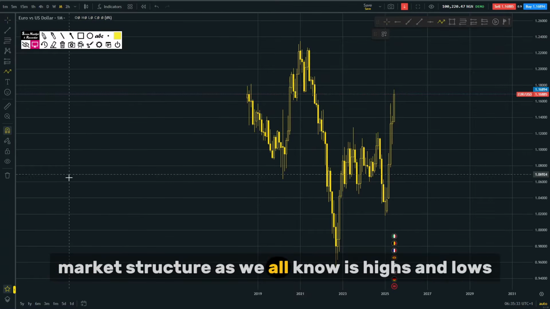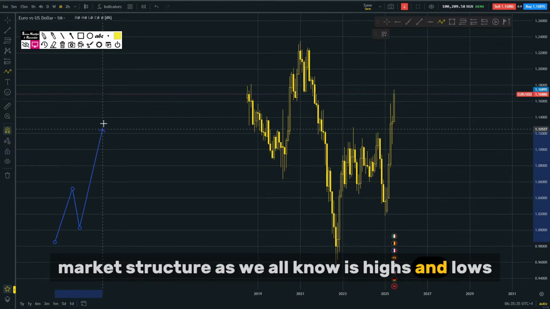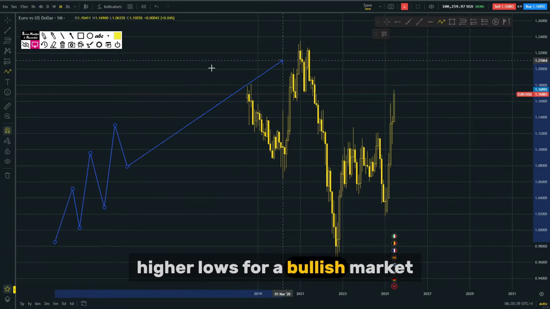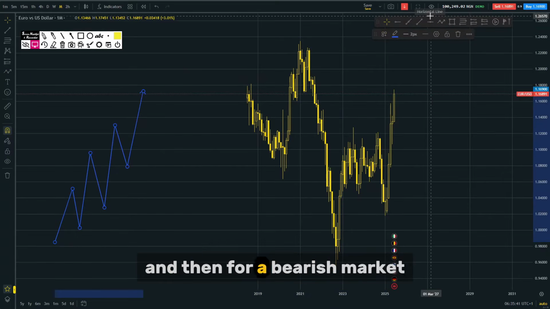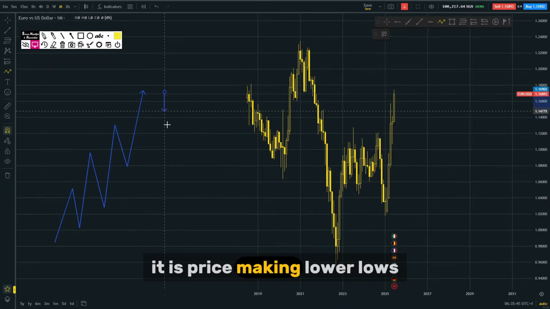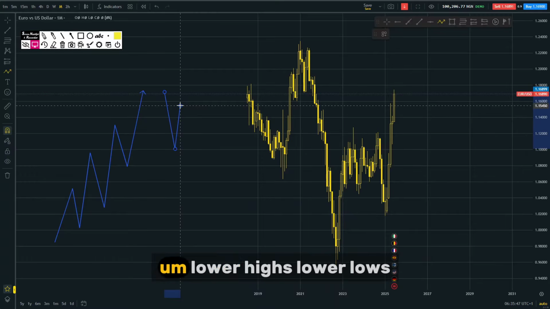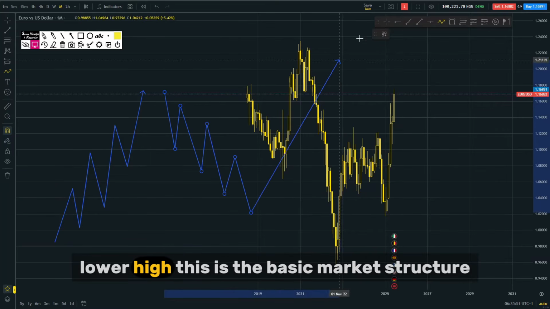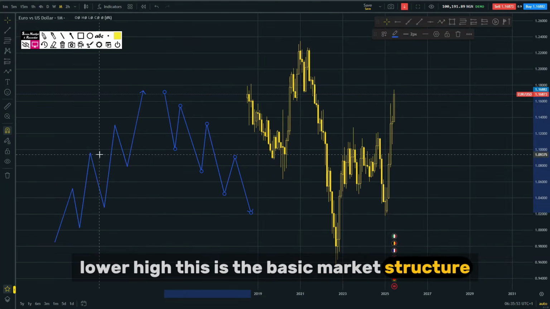Market structure, as we all know, is highs and lows. Higher highs, higher lows, higher highs, higher lows for a bullish market. And then for a bearish market, it is the exact inverse, right? It is price making lower lows, lower highs, lower lows, lower high, lower low, lower high. This is the basic market structure.